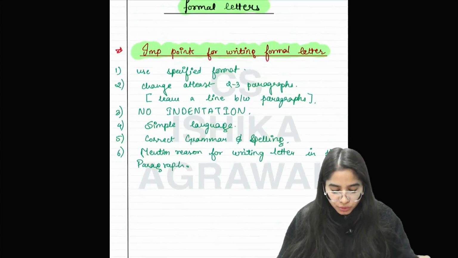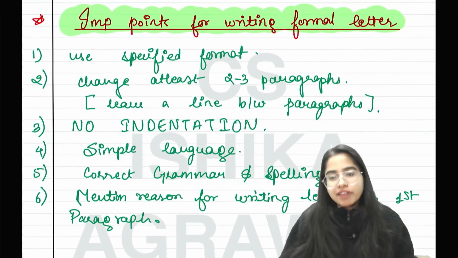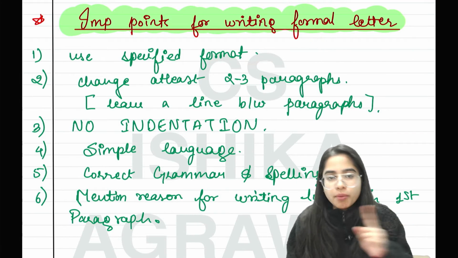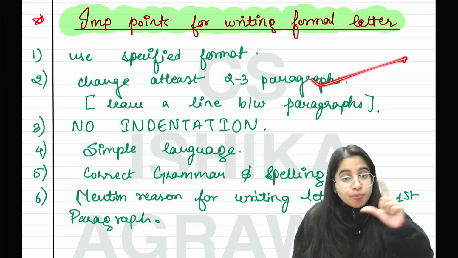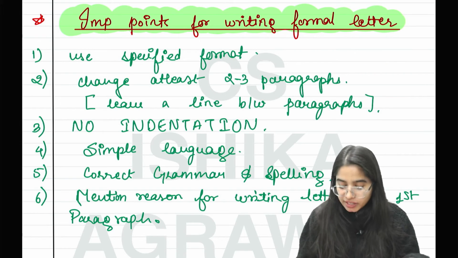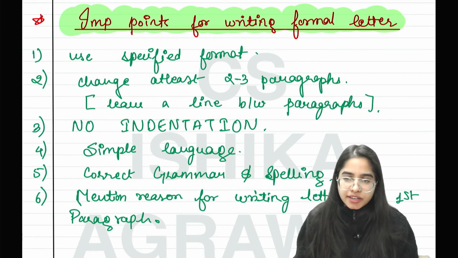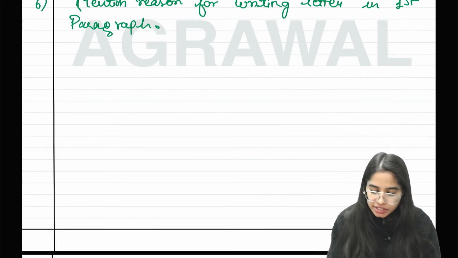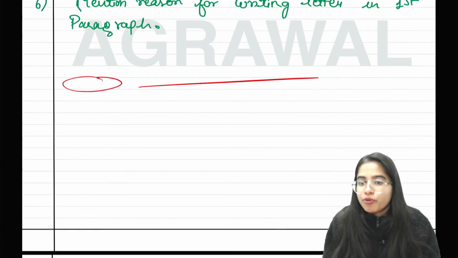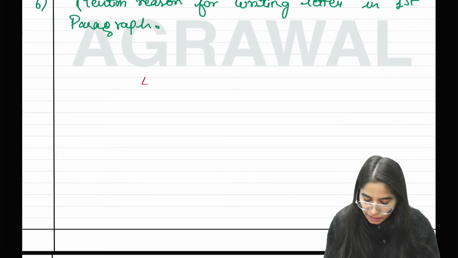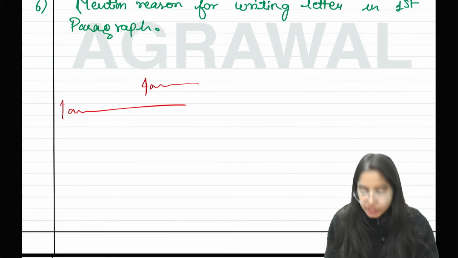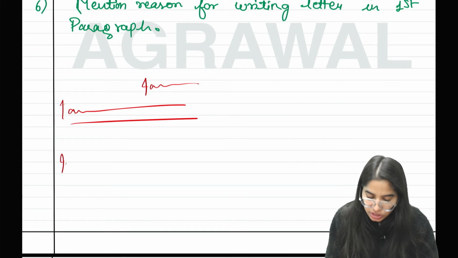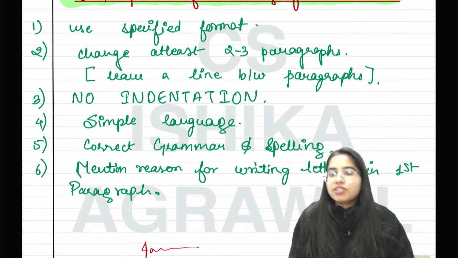Now a few things which you have to take care of while writing the letter. Please make sure that the format is correct. If you mess with the format, you will lose your marks. In your body part, divide it into 2 to 3 paragraphs and leave a line between the paragraphs. Don't use indentation. Indentation means a blank space before writing. Start writing from the extreme left corner. Even if you change the paragraph, start writing from the extreme left corner.